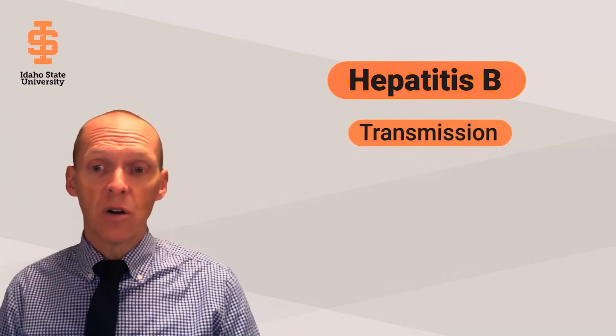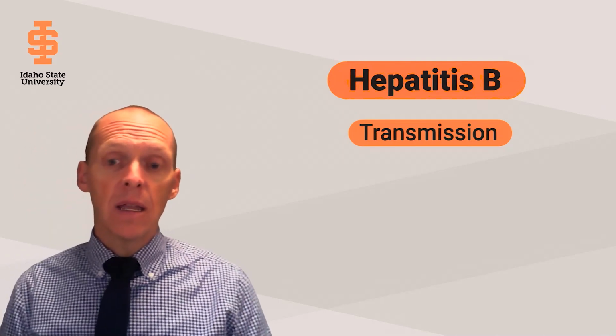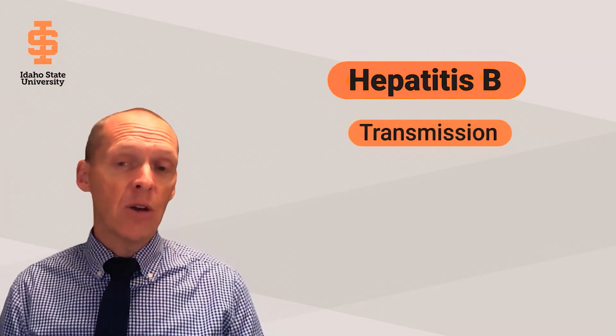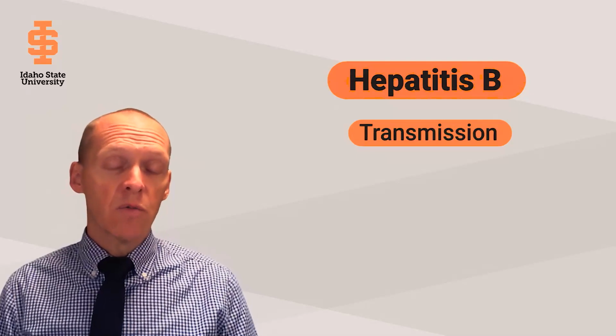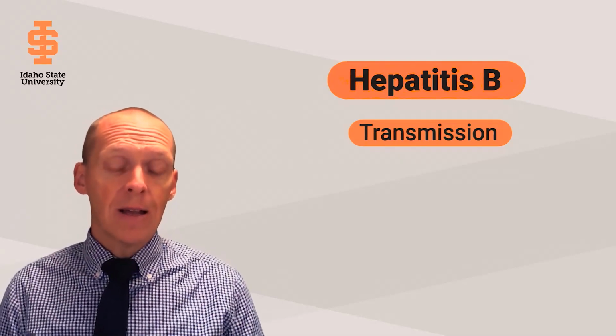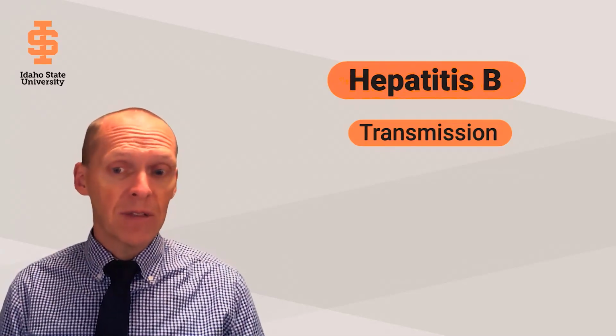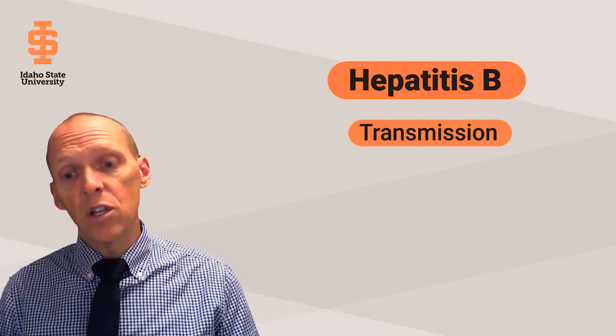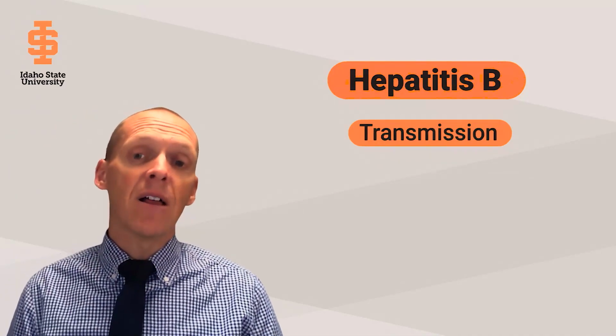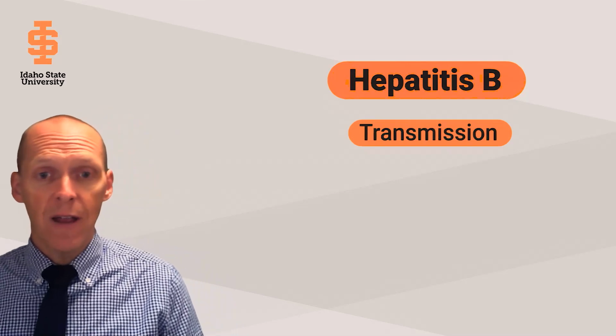Sexual transmission occurs and is seen in men who have sex with men, those with multiple sex partners, and those whose partners are infected with hepatitis B. Injection drug use, household contacts, and hemodialysis are also listed as risk factors.